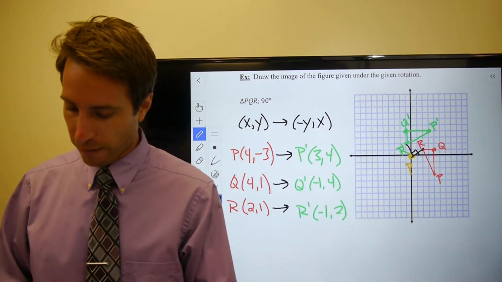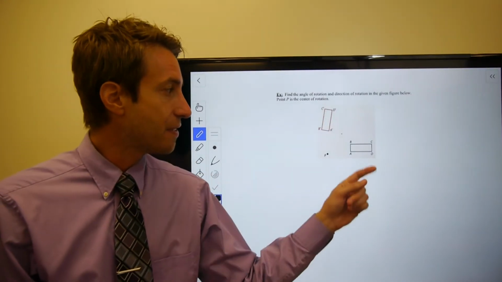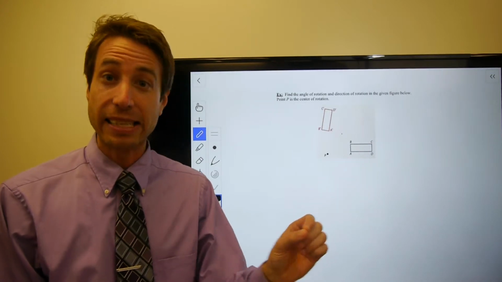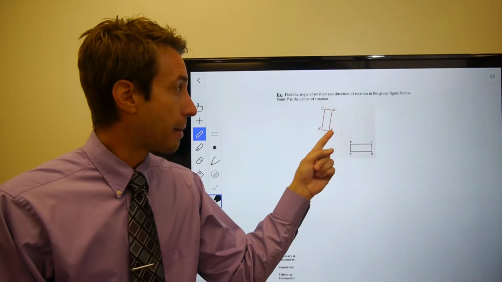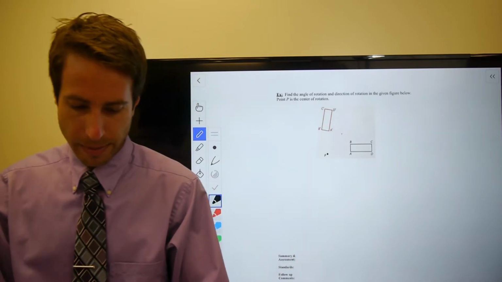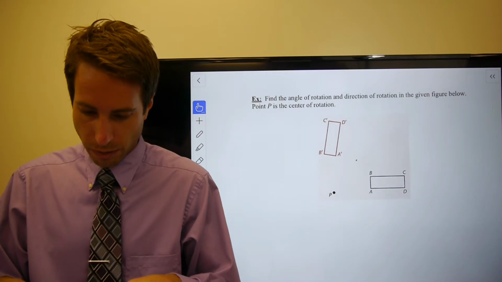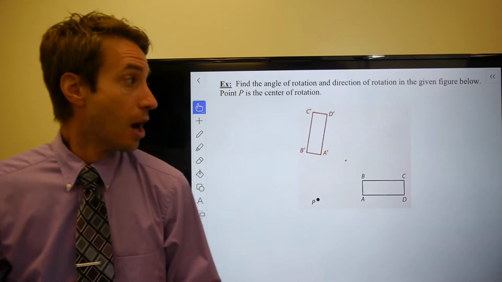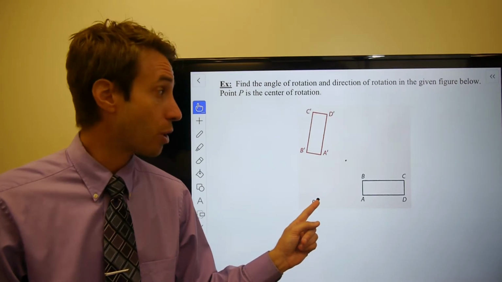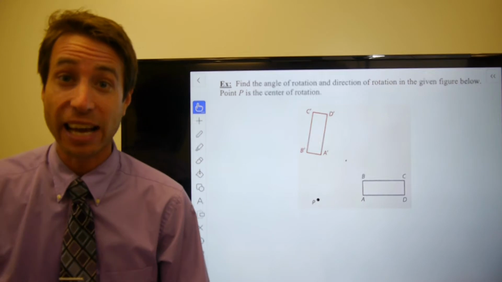All right, let's go ahead and do another one for you. Here's what we've got in this one. I've given you the pre-image, A, B, C, D, and its image, A prime, B prime, C prime, and D prime. Sorry, let me make that bigger so you can see it. I apologize. There you go. Hopefully that's a little easier to read. There's my point P, the point through which I'm going to rotate. I want to know, can you figure out what is the angle of rotation?